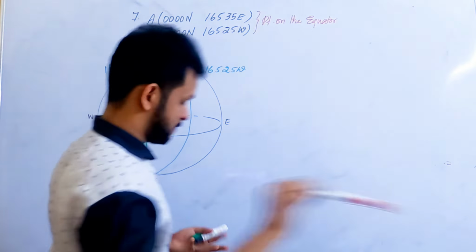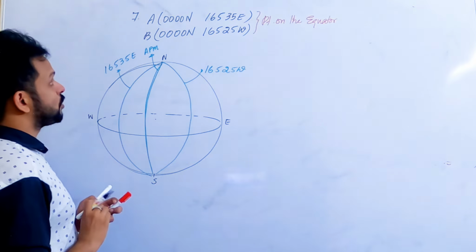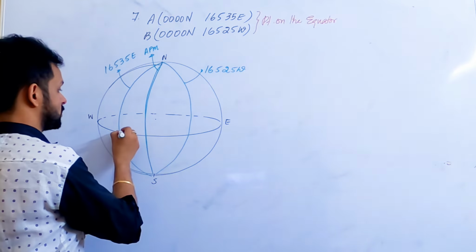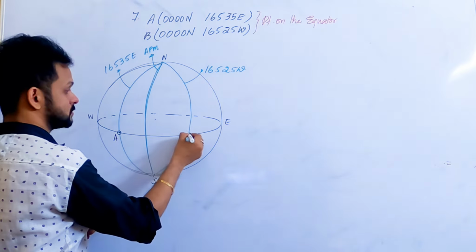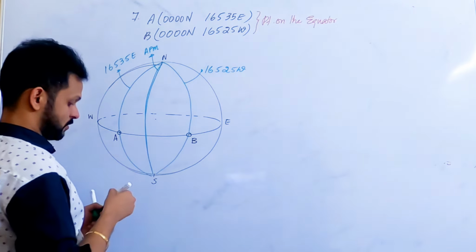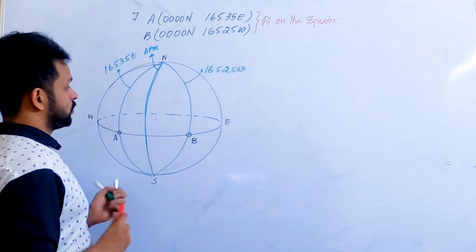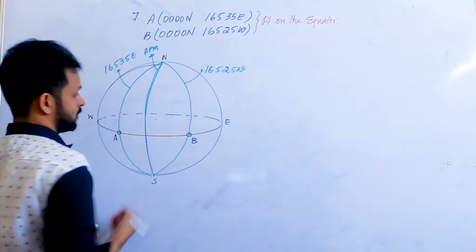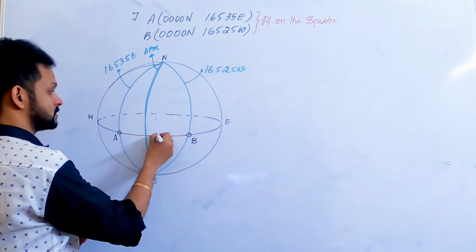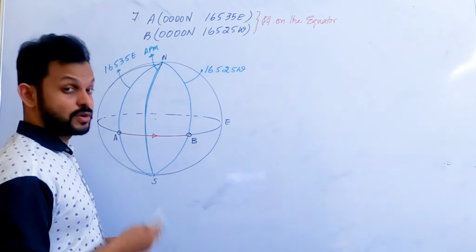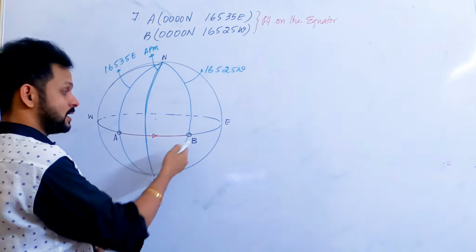Now let's mark the points here. Point A is on 165 degrees 35 minutes east. Therefore, this is point A, and point B is on 165 degrees 25 minutes west. Therefore, this is point B. So you're traveling from A to B or B to A, it doesn't matter. Let's imagine you're traveling from A to B. Along what are we traveling? We are traveling along a great circle. Therefore, it is a great circle track from A to B.